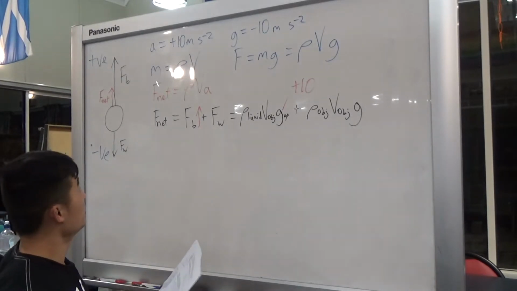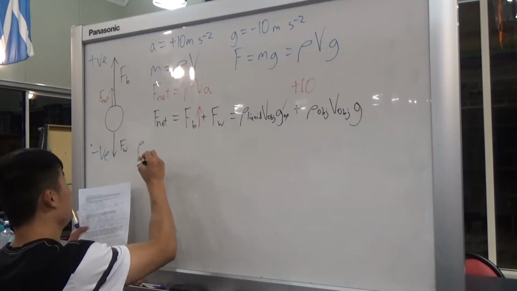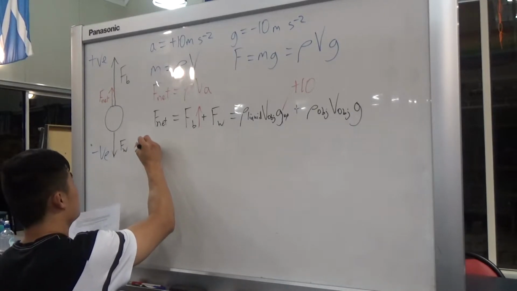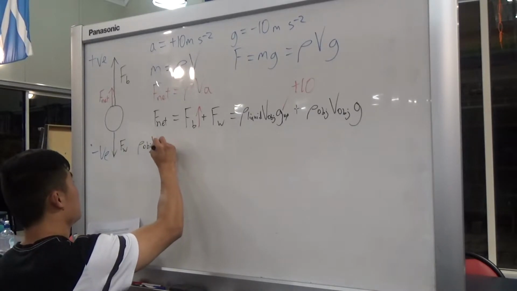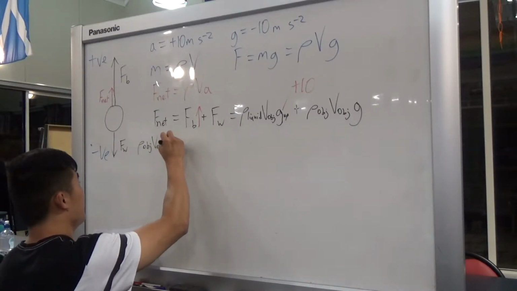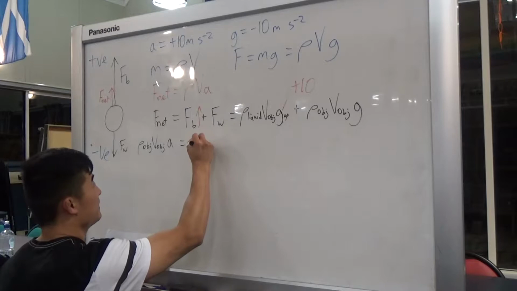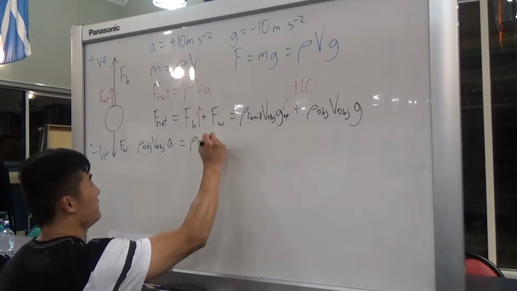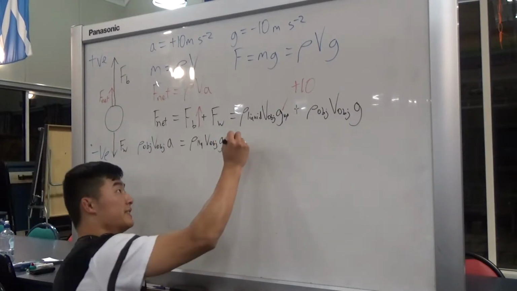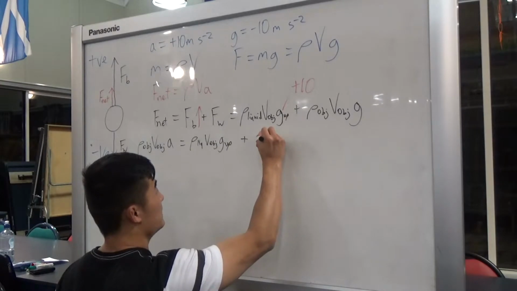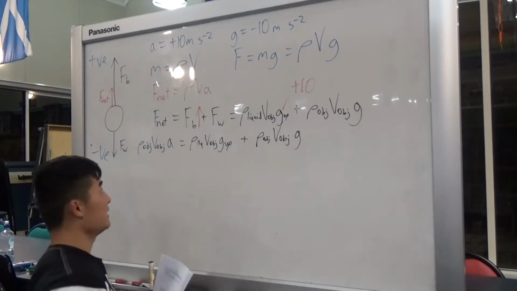Right. So F net force is going to be the density of the object times the volume of the object times the acceleration of the object, and that's equal to the density of the liquid times the volume of the object times gravity up, plus density of object, volume of object times gravity. Okay.